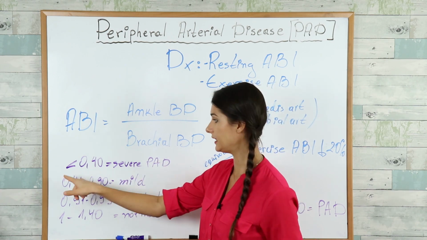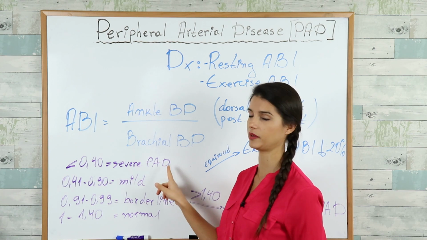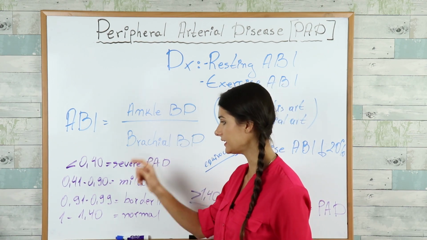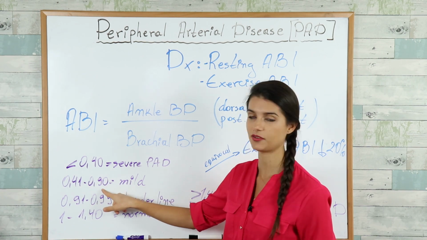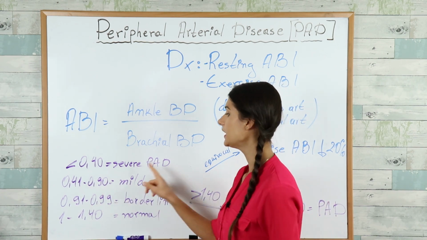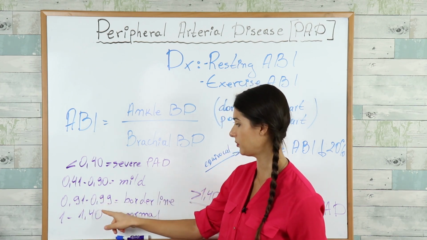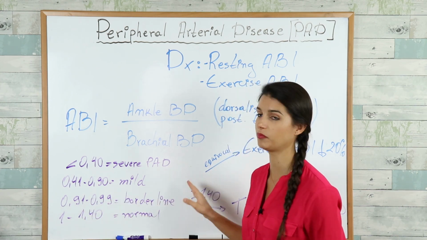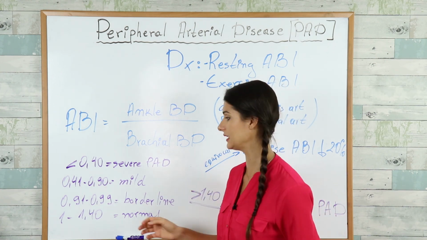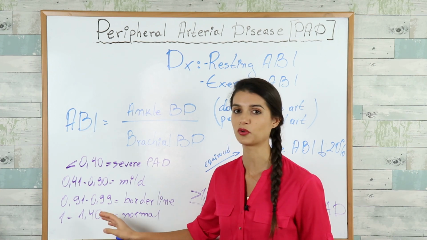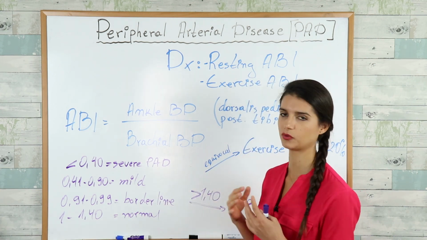If the number is less than 0.4, then you diagnose severe peripheral arterial disease. If the index is between 0.41 and 0.90, then you have mild peripheral disease. If this index is between 0.91 and 0.99, then you have borderline peripheral arterial disease. And the normal ABI is between 1 and 1.4, or 1.3. You know this now, and you can diagnose peripheral disease or rule it out.